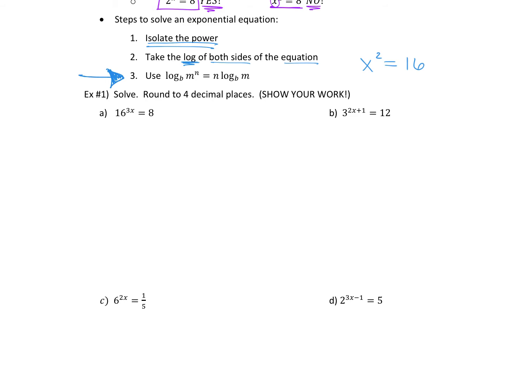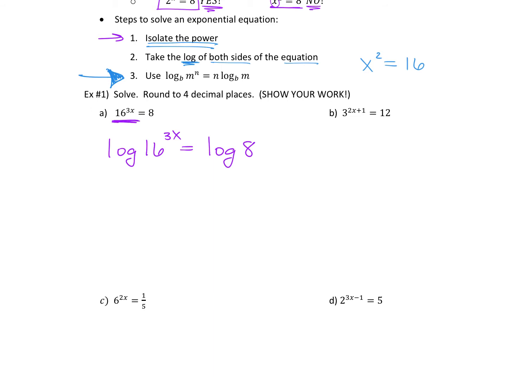Okay, here is how this goes. Step 1 says to isolate the power. Is your power isolated right now? It actually is, because you have to take the power to some number, right? So 16 to the 3x power, we're not adding something on, it's just something to a power, right? So this is actually isolated already. So step 1 has been done for us. There is no isolating that needs to happen. Step 2 then says you take the log of both sides. So I'm going to say log 16 to the 3x power equals the log of 8, okay?